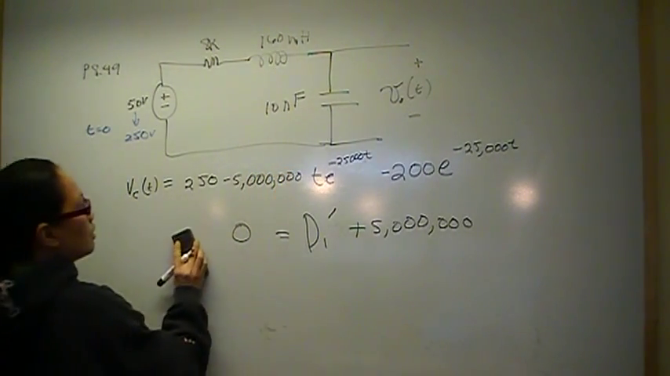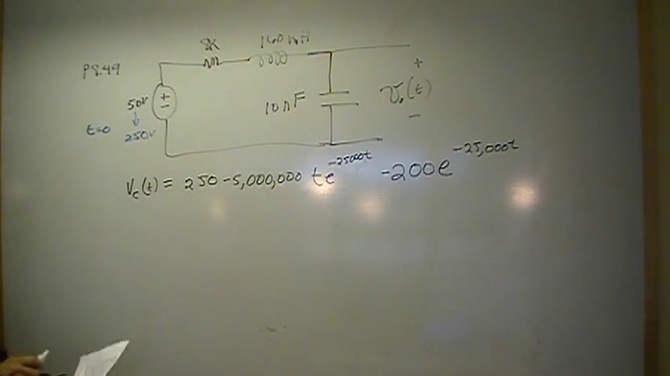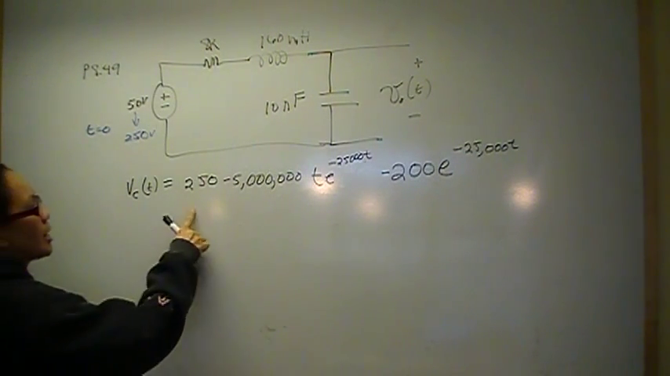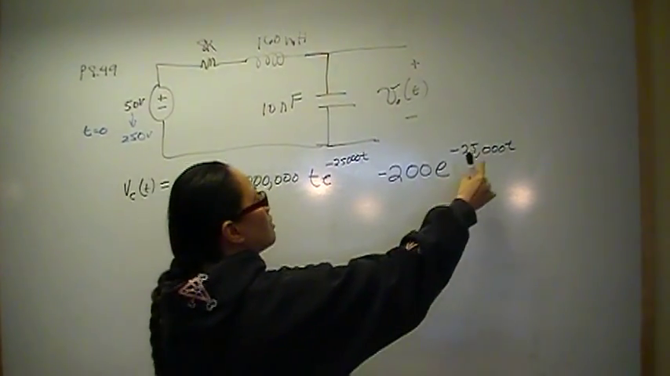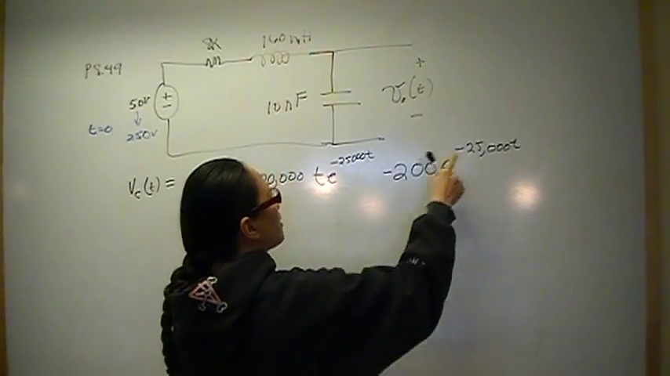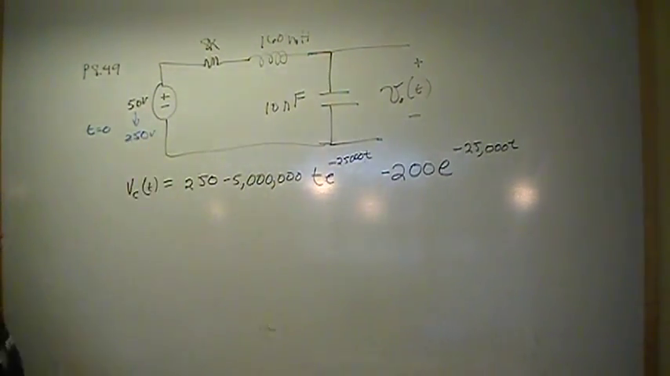Okay, so let's take a look. If we're taking a test, we want to make sure at least this equation makes sense for time 0. So at time 0, we have 0 here, so this term goes away. And then e to the 0 power is just 1, so we have 250 minus 200, 50 volts, which is what we have at time 0.